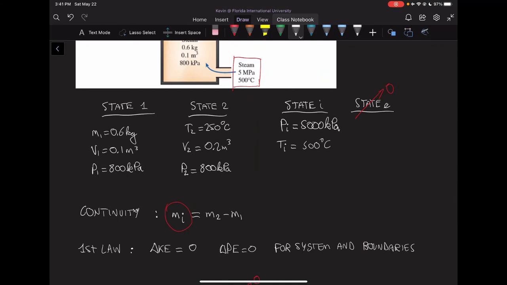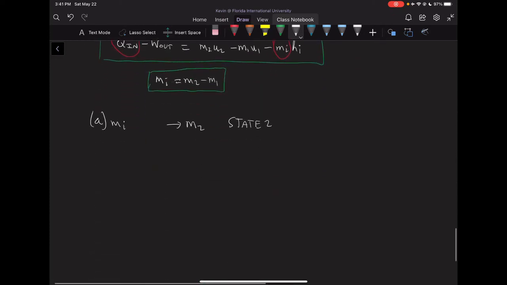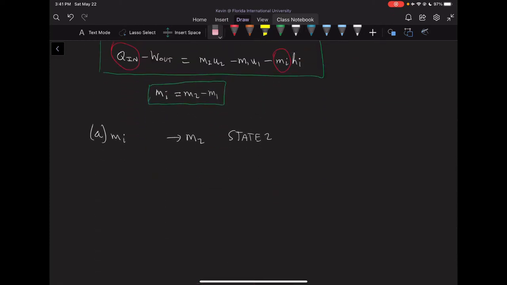Okay, so we have pressure, volume, and temperature. So how are we able to find mass? Well, the definition of mass is actually equal to the following. We can say that M2 is equal to volume 2 over specific volume 2. And that comes from the fact that mass is equal to density times volume. Okay, so M2 is equal to density 2 times volume 2. But we can use the specific volume methodology. So if we can find specific volume 2, then we can solve for M2, and finally we can find MI.